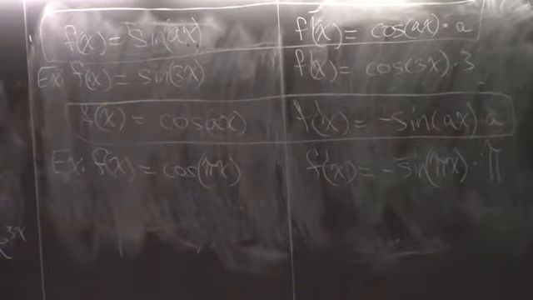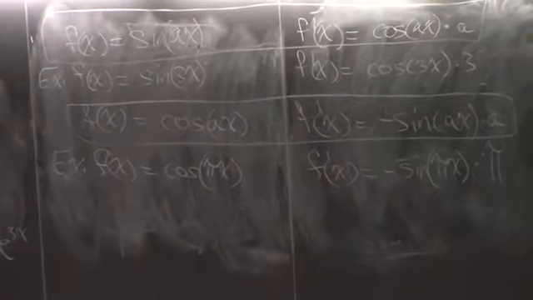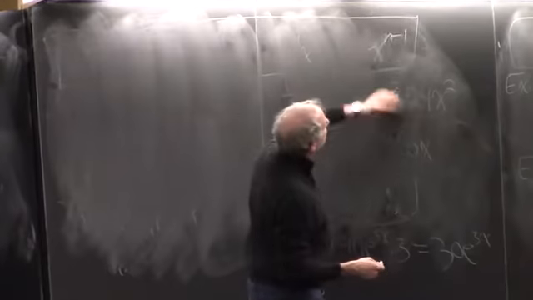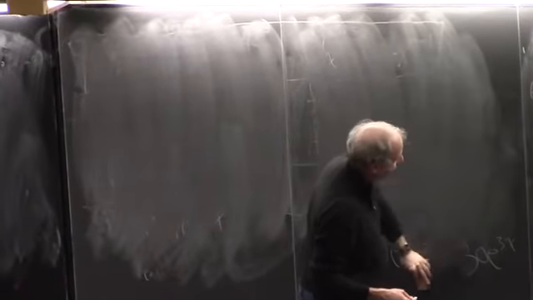Okay, so sine and cosine. Then I'm going to go a little faster and go through some more of these. And all of these use the chain rule. And the chain rule is going to be important when you do the antiderivative.